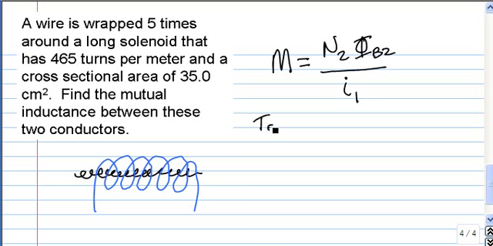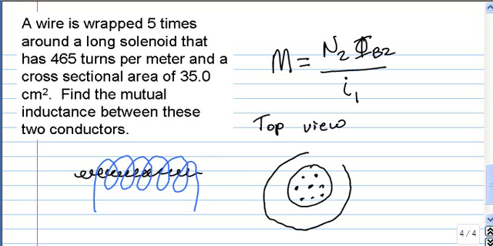So let's go ahead and proceed to calculate this. Let's look at a top view. I have the solenoid, which wraps around and around, and that's going to produce a B field, which is uniform inside the solenoid and points out of the page. Then around that, I have wrapped wire loops. In fact, I have 5 of them.